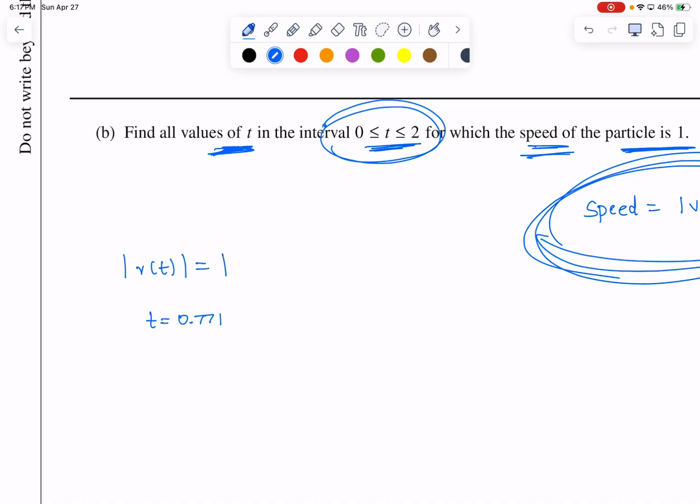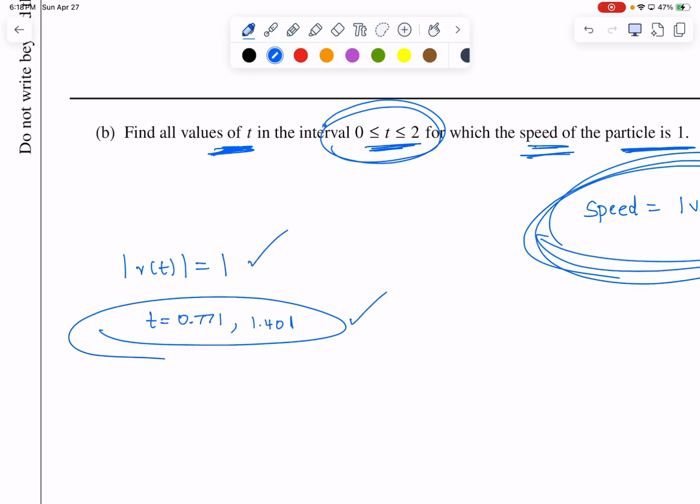Okay? And then what's the other one? 1.401. Yep, 1.400. I guess 1.401 if I round up. So there's your answers. The speed of the particle is 1 at 0.772 and 1.401. So you get 1 point for this and 1 point for the answer. That was it. Pretty straightforward.